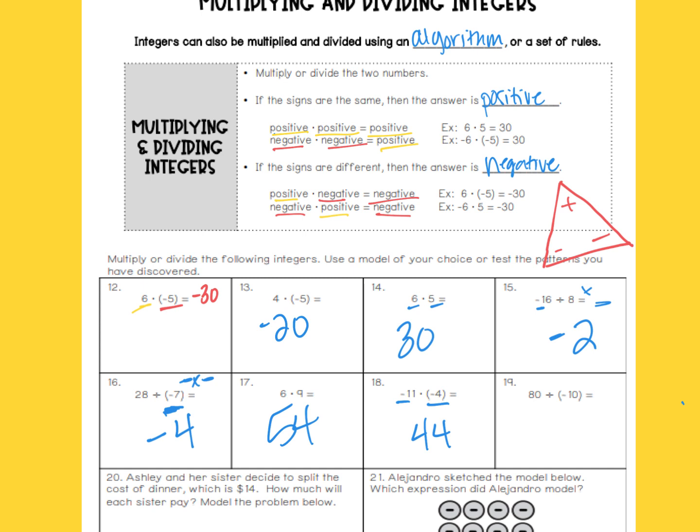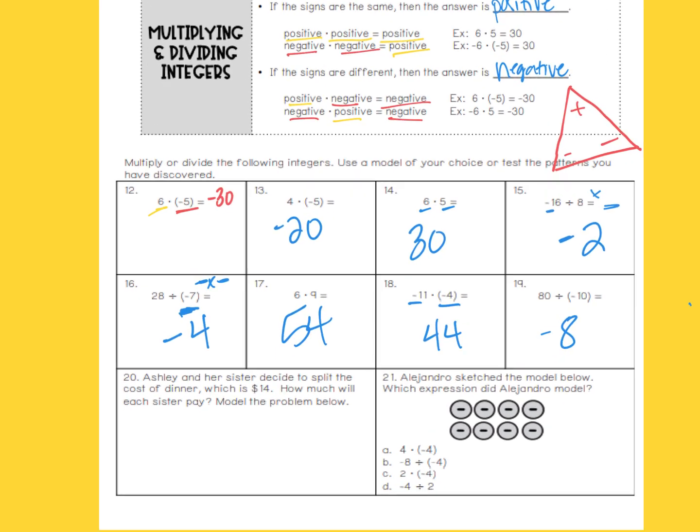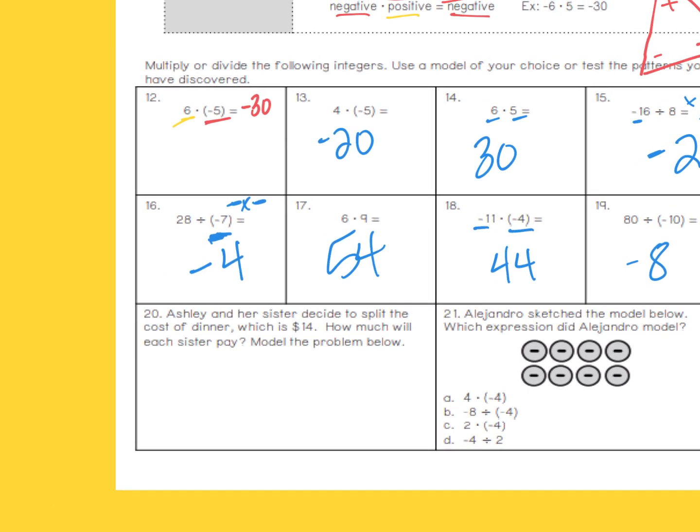Now we have 80 divided by negative 10. So we know we're going to be multiplying two negatives to get to a positive answer of 80. So negative 8 times negative 10 will be 80.